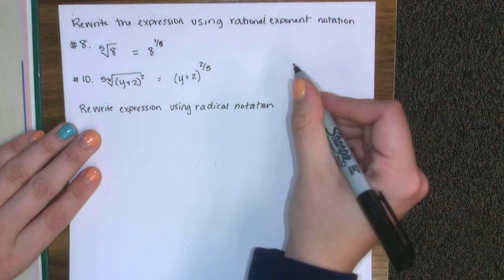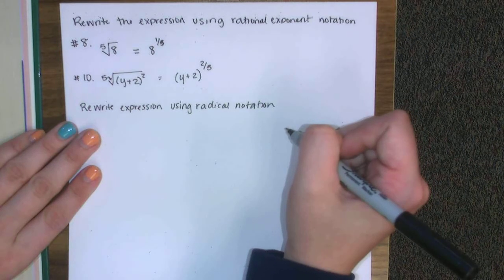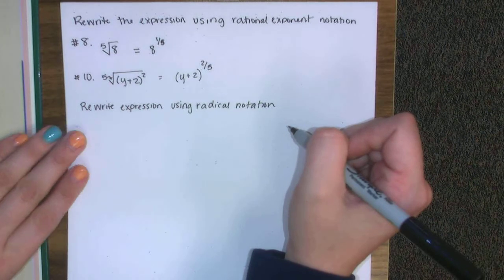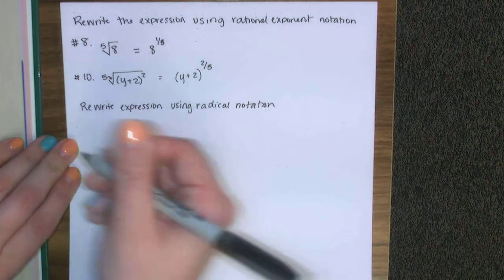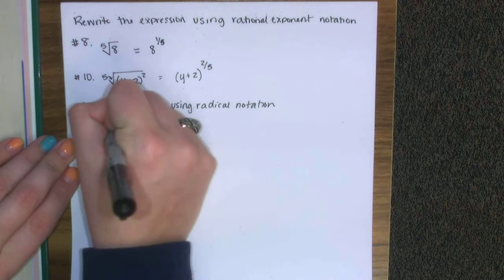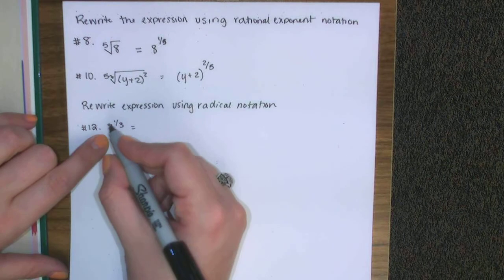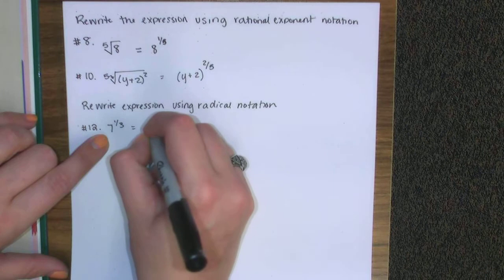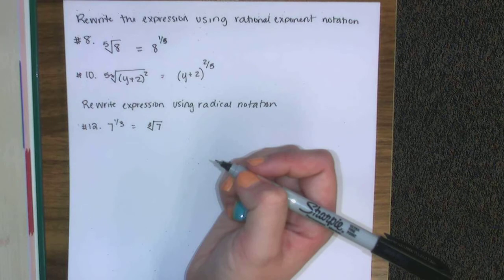Okay, so this section up here and this section down here are pretty much just the opposites of each other. In this one you'll be given a number raised to a fraction, and then you'll need to take the root of it. And if there's anything that's being raised to a power, you'll need to do that as well. So, we're looking at number 12, 7 to the 1/3. Well, 7 just goes in the radical, it's being raised to the first power, and the cube root is being taken of it, so it'll be the cube root of 7 for that one.